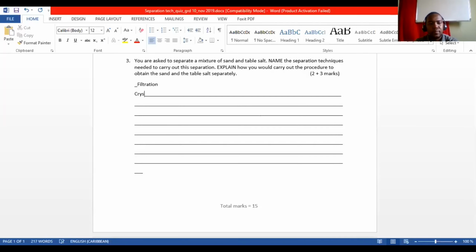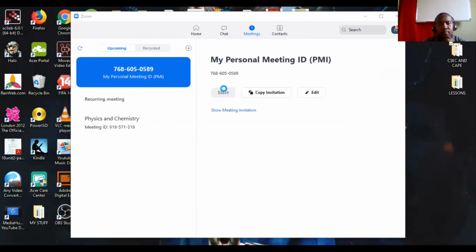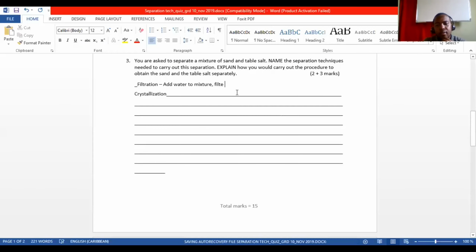First of all, you need to add some sort of solvent, most likely water, to the mixture of salt and sand. When you do that, you filter off the mixture of salt and water from the sand. That's separating the sand from the salty water. But in order to get the salt from the water, you need to carry out crystallization.